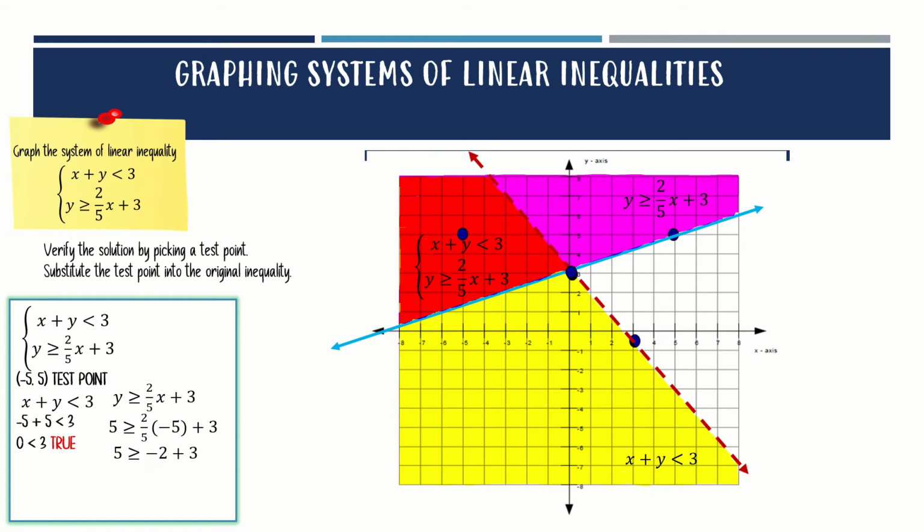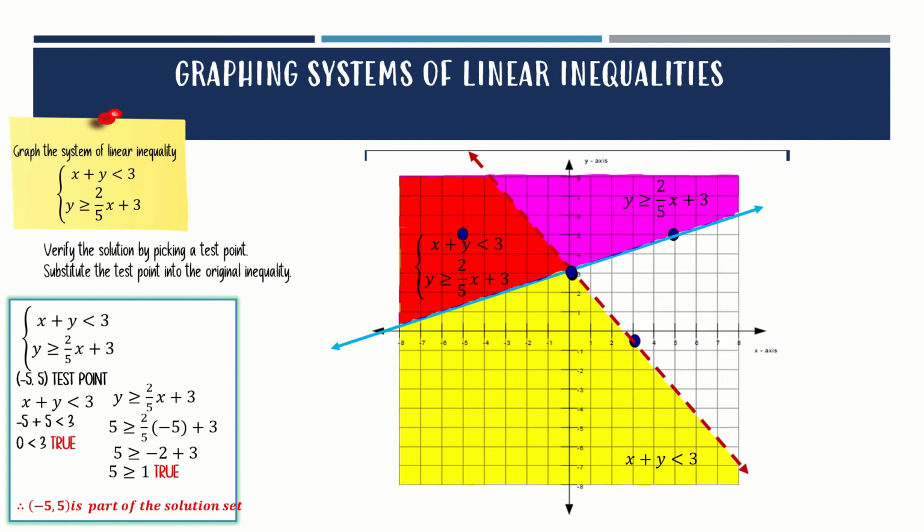The result is 5 is greater than or equal to negative 2 plus 3, because 2 over 5 times negative 5 is equal to negative 2, then plus 3. The result is 5 is greater than or equal to 1, and 5 is greater than 1. Therefore, it is also true for the second inequality. Therefore, the test point negative 5, 5 is part of the solution set. And negative 5, 5 is located in the region where the two shaded areas overlap, meaning our solution is correct.